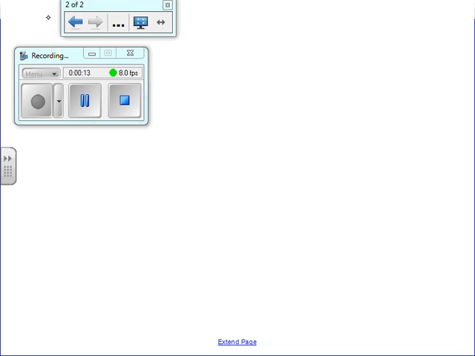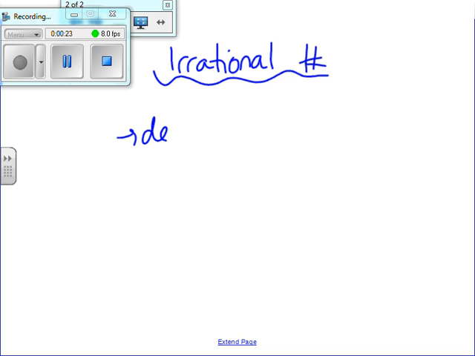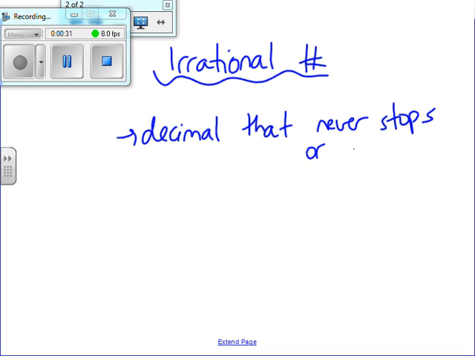So when I'm looking at irrational numbers, anything that is not rational is an irrational number. So it's a decimal that never stops or repeats. If it doesn't stop or repeat and it just goes on forever in some random form, then it's an irrational number. So for example, pi is an irrational number because it's 3.14159, etc., and it never repeats. So that would be what's called an irrational number.